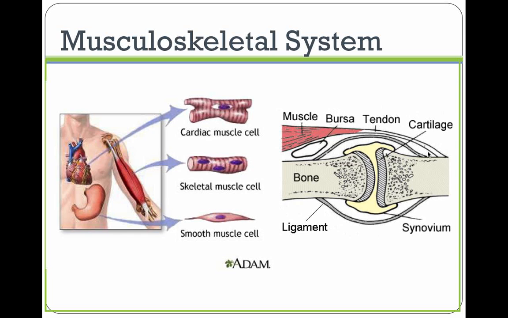You have tendons as well. Tendons connect muscles to bones. So you can see that in action right here. There's a tendon connecting the bone to the muscle. Ligaments, such as the one down here, ligaments connect one bone to another bone. So that's the difference between tendons and ligaments.